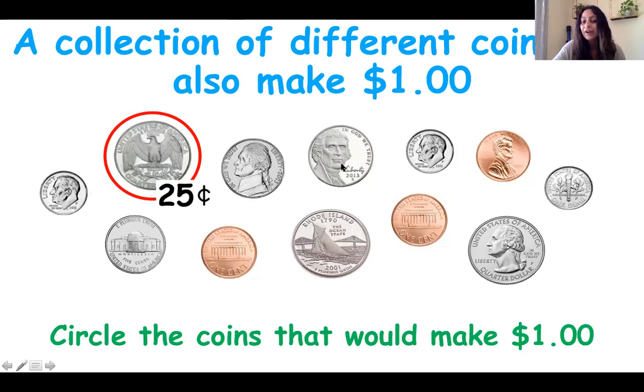Let me see if there's another quarter. Is that a quarter? Nope, that's facing me. It's not a quarter. Is this a quarter? Nope, it has a collar. It's not just a floating head, and it's a little bit smaller, so that's not a quarter. Oh, here's a state quarter, so let me go with that one.